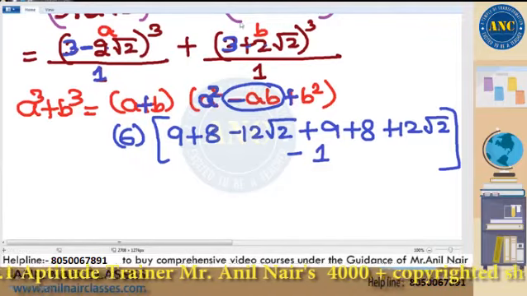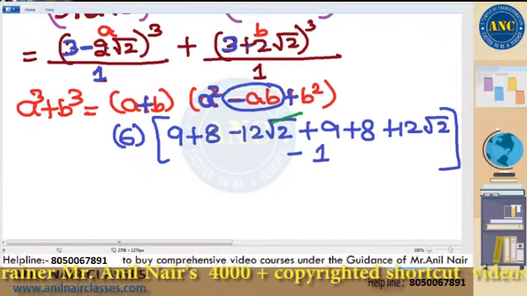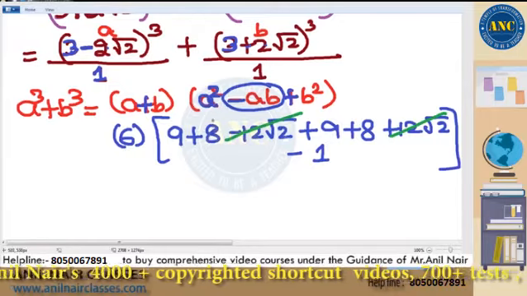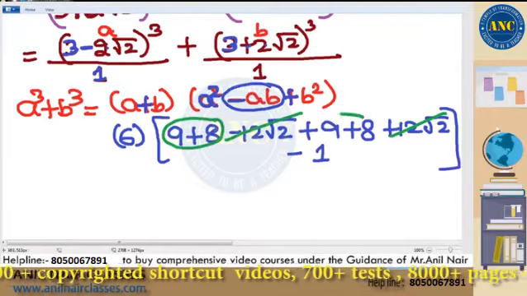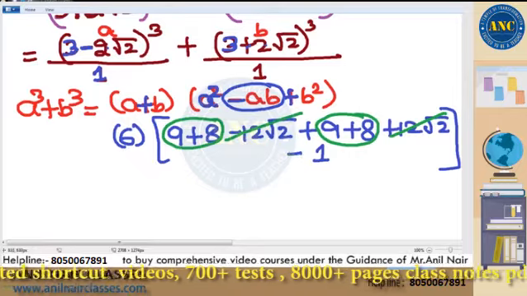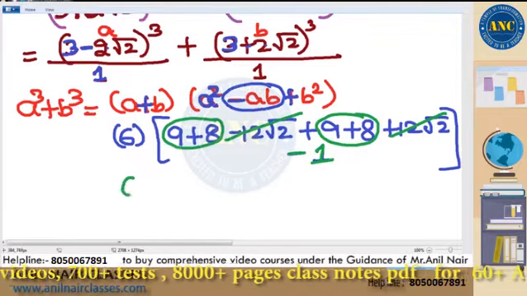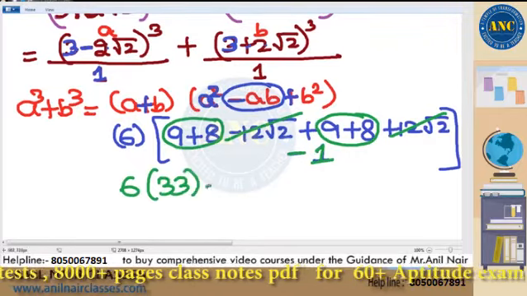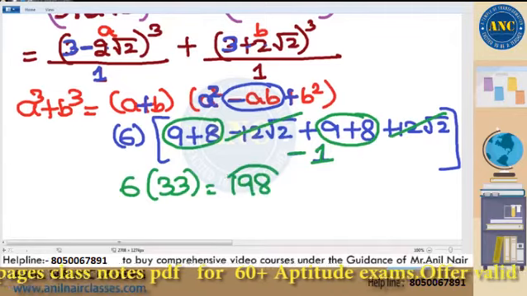You will now be left with what all terms? This will cancel out, this will cancel out. 9 plus 8 is 17, 17 plus 17 is 34, 34 minus 1 is 33, 6 into 33 is what you are left with, which will give me the answer as 198.